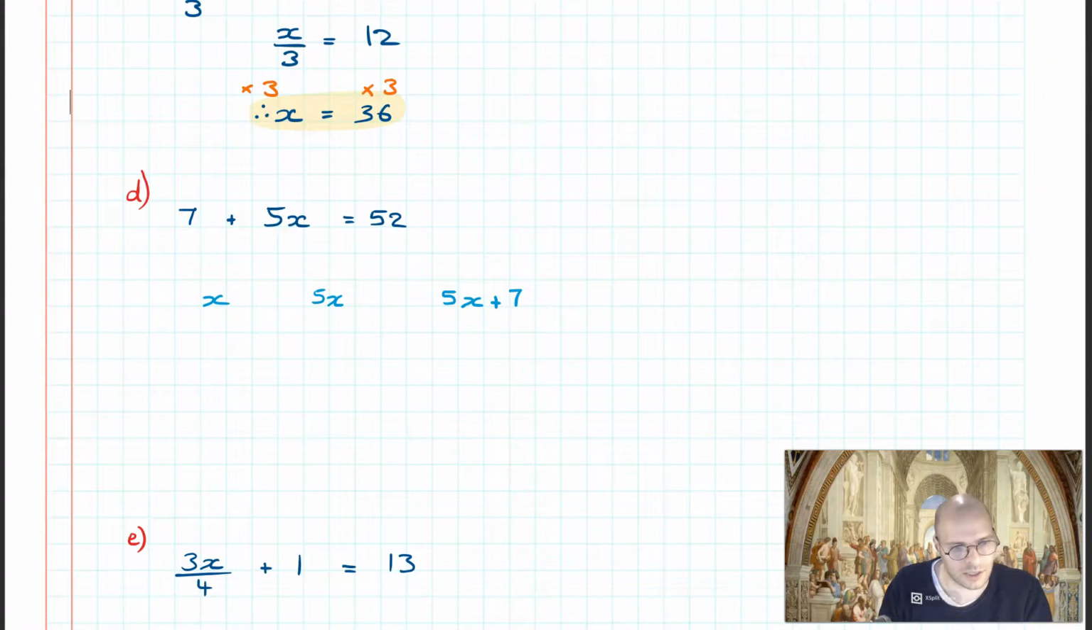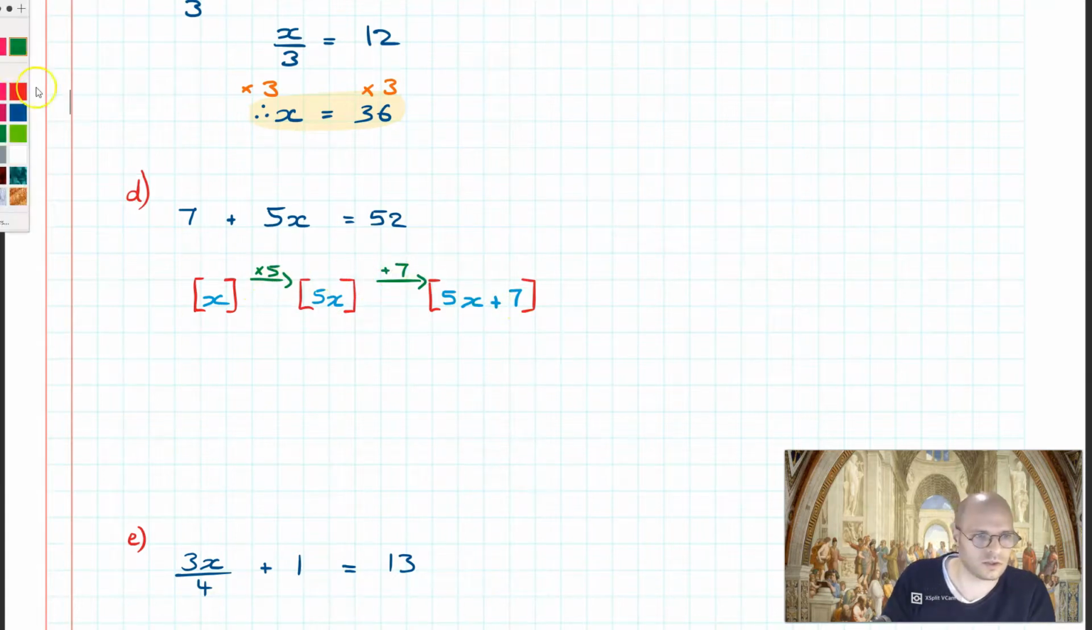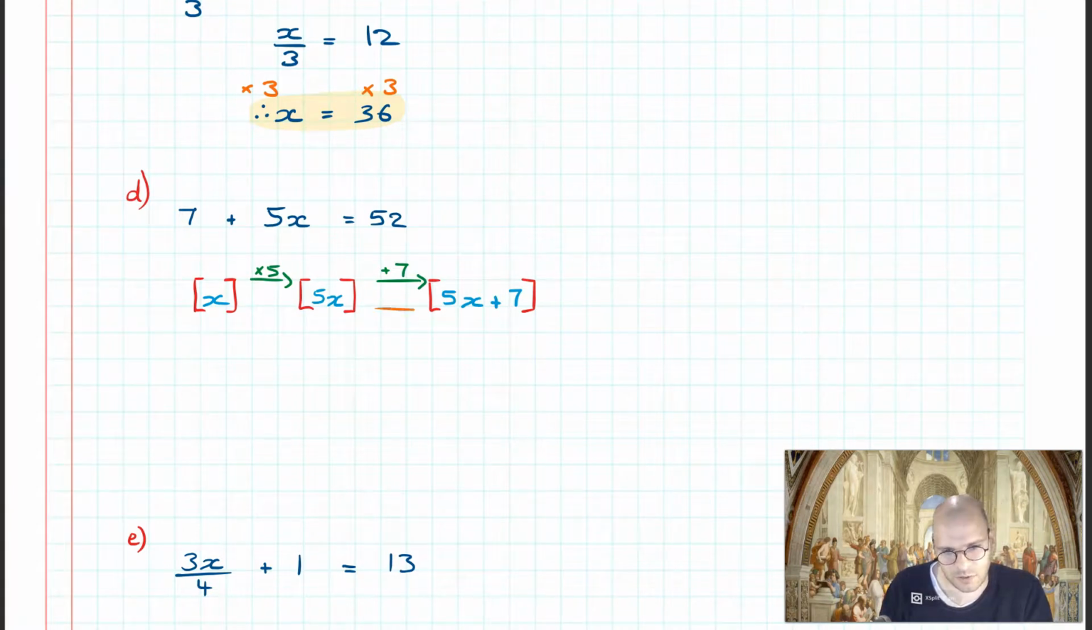Constructing the flowchart, I can see to build x up to get 5x plus 7, I times by 5 and then I add 7. So to take 5x plus 7 back to x, I'm first going to subtract 7 and then divide by 5.